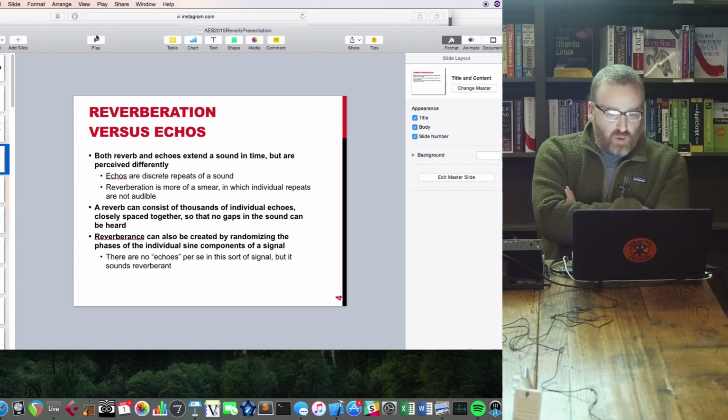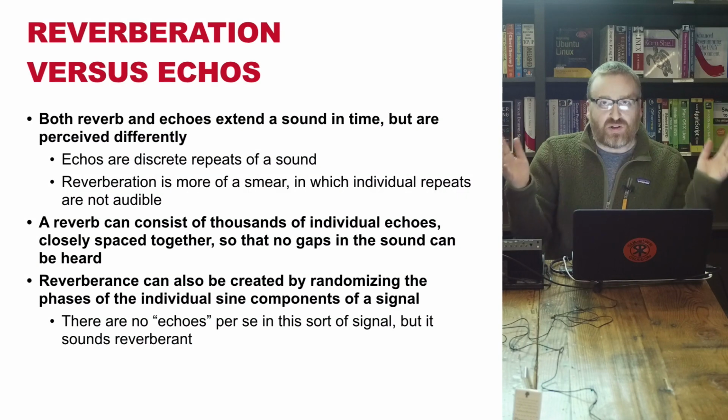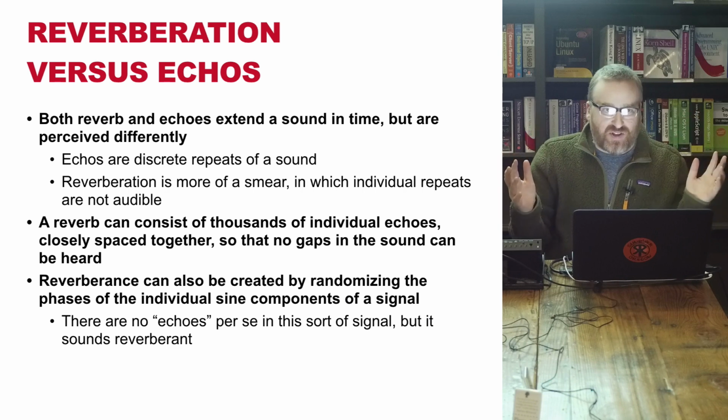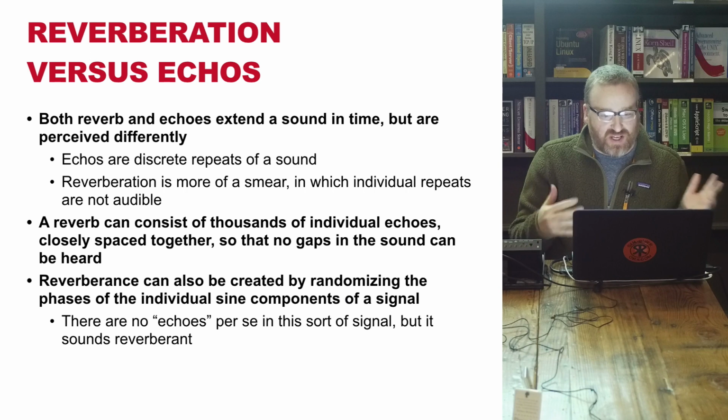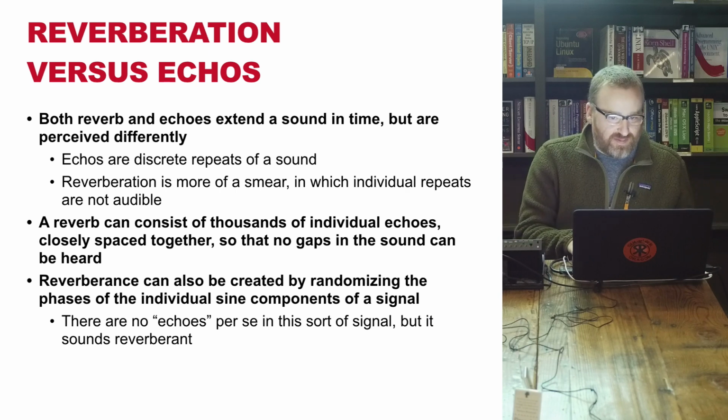So a reverb can consist of thousands of echoes, spaced closely enough together so you don't really hear any gaps in the signal, but it can also be randomizing the phases of the individual components in the signal. A really good smeary reverb is to take a giant FFT of a signal and then randomize the phases. It sounds really reverberant, even though there are no echoes in it at all.